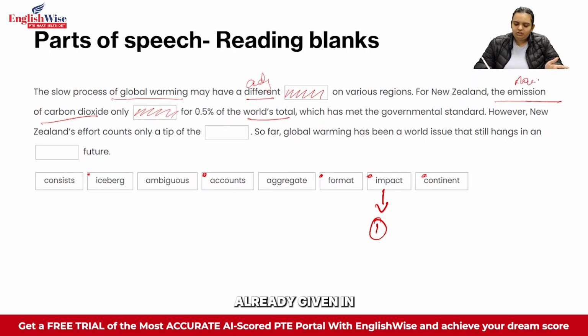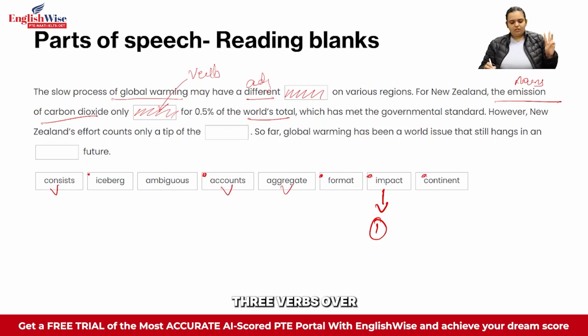So nouns are already given in the sentence. So now we will be putting a verb over here. Okay, so I'll just mark that we need a verb over here. Now let us look at the verbs that we have. So this is a verb. Then this is a verb, this is a verb. So we only have 3 verbs over here: consists, accounts, aggregate. Now I cannot say consists for. Consist for doesn't sound right. We always say consist of. So over here, that doesn't make sense.